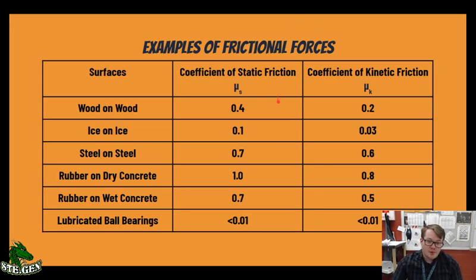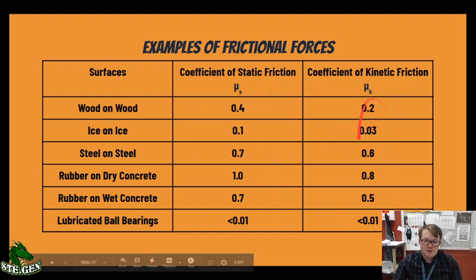So here's just a list of a bunch of different static frictions and kinetic frictions. Wood on wood has a static friction of 0.4 and a kinetic friction of 0.2. So again, you notice a common theme as you just glance down here. All of the kinetic frictions are smaller than the static frictions.